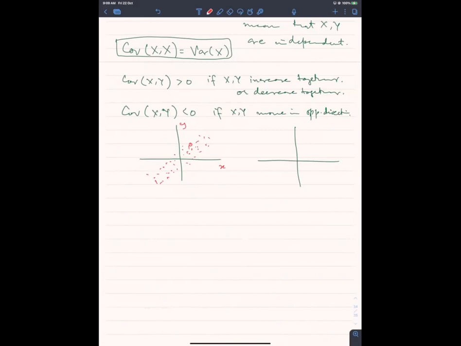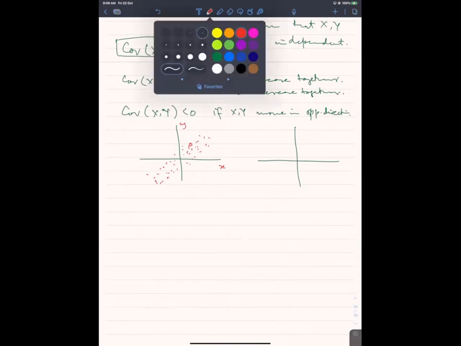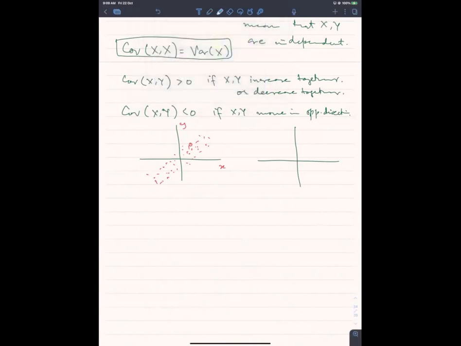So in this case you will notice, यहाँ से आपको अंदाजा हो रहा है कि x increase होता है तो टेंडेंसी ऑफ y is to increase. X decrease, lower values of x mean that lower values of y are more likely. So this is the case when covariance between x and y is greater than 0.